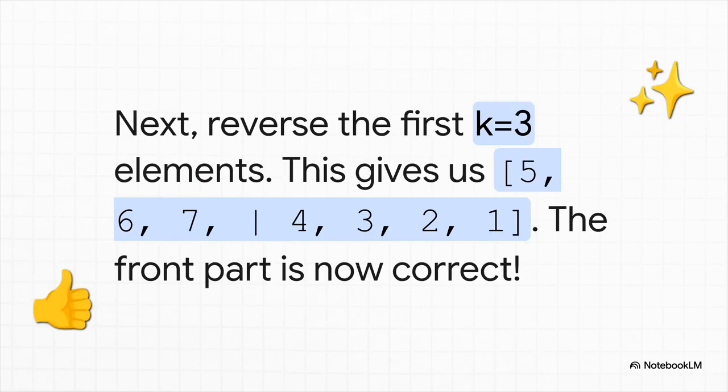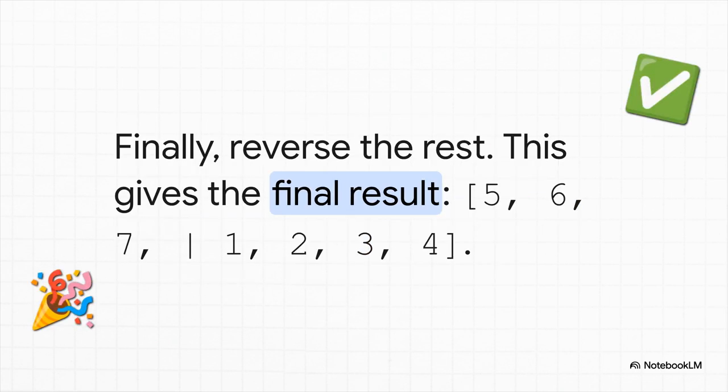Now, we only look at the first k elements, in our case, the first 3. So we take that 7, 6, 5 chunk, and we reverse just that part, and poof, it becomes 5, 6, 7. Would you look at that? The front of our array is now perfect. It's exactly where it needs to be. We are so close. And finally, step 3.